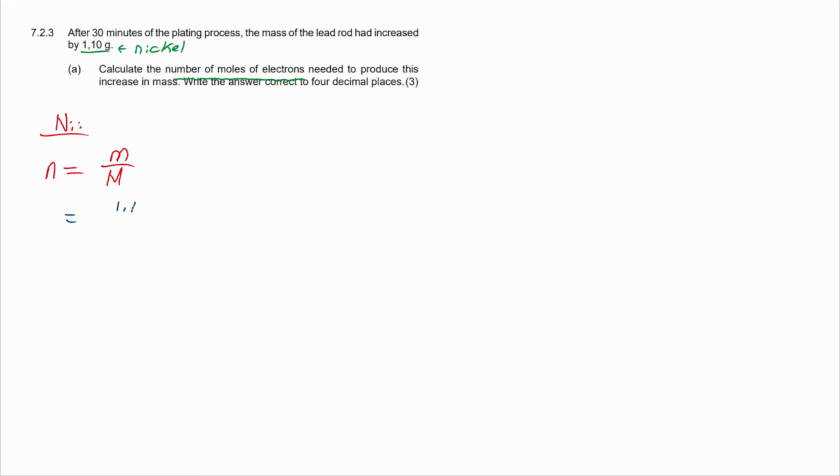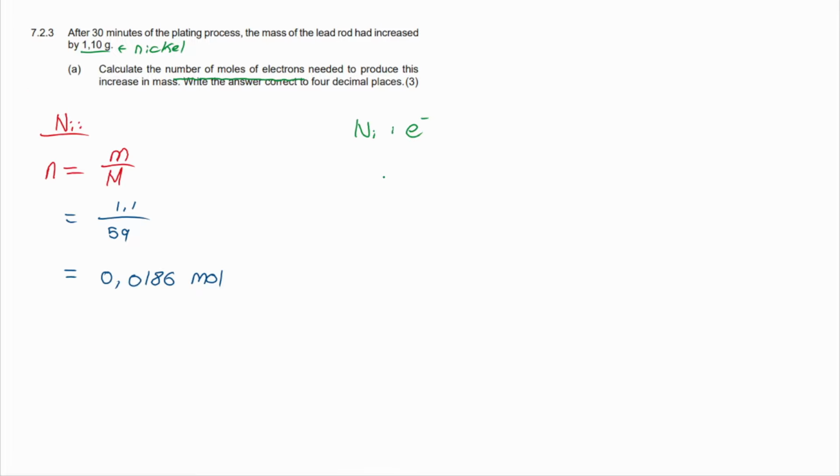We know the mass, 1,1 grams. The molar mass of nickel, we just find this on our periodic table, that's 59. We do that calculation and we get 0,0186 mole. Remember, always do that while we're doing calculations to 4 decimal places.